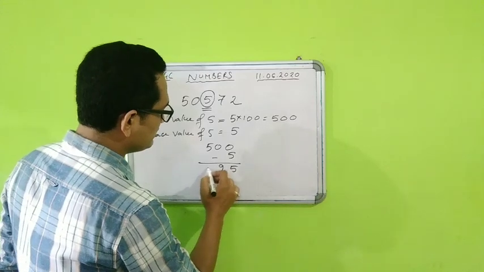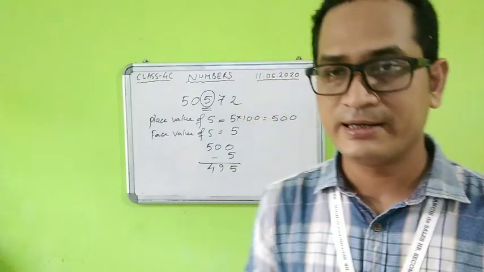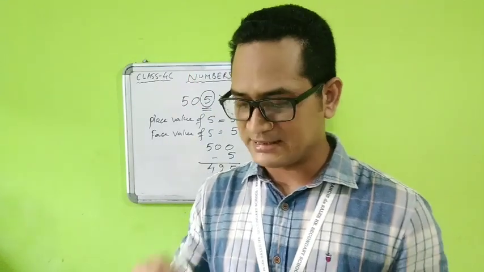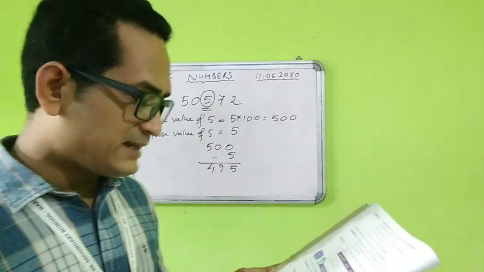It will be 5, it will be 9, it will be 4. So the answer of this question is 495. So you can see the explanation is already given. The answer is 495. Fine. Similarly, you can see the next explanation also. Now the next example 7 is given.